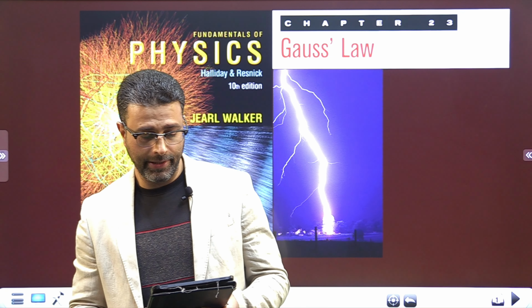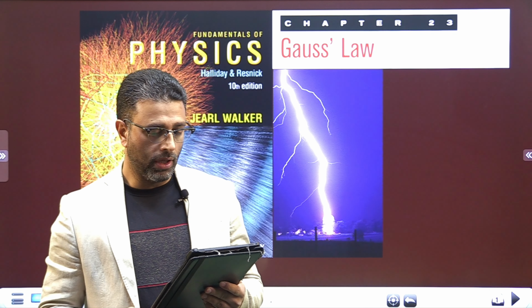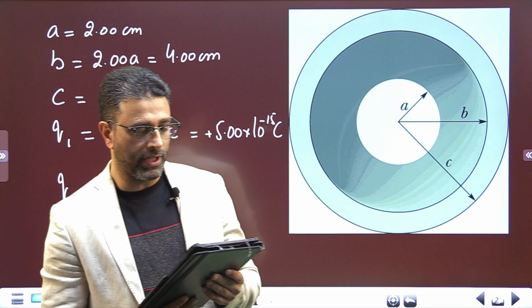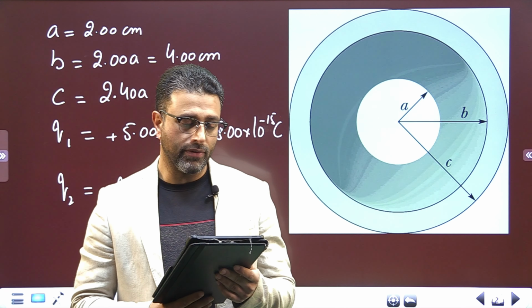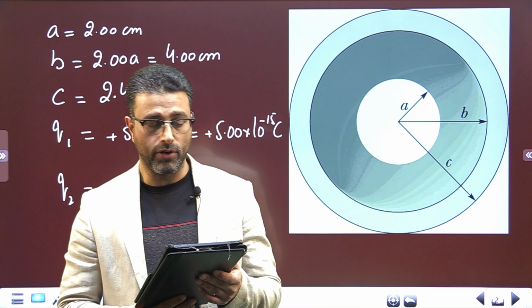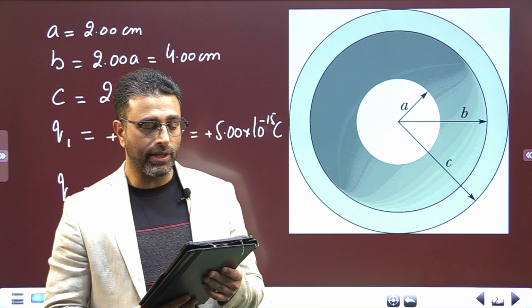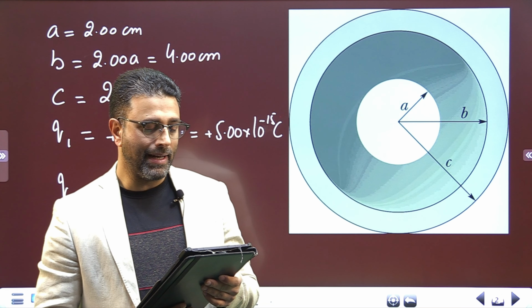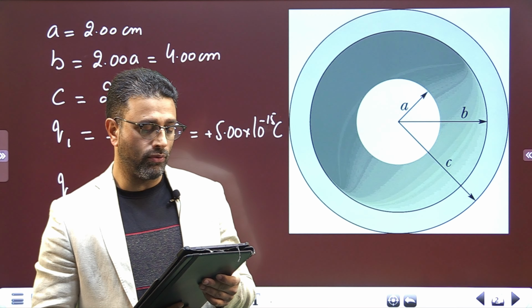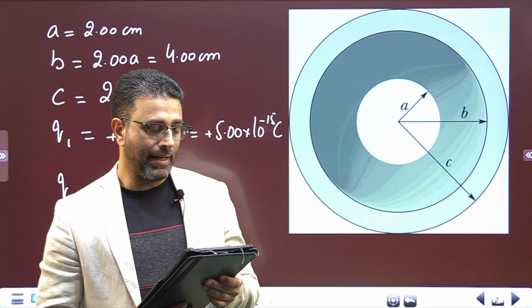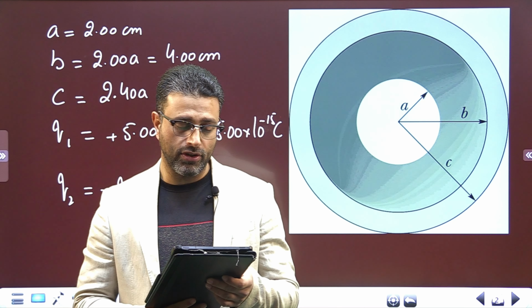Problem 49, chapter number 23, Gauss's law. In the figure, a solid sphere of radius A equal to 2.00 centimeters is concentric with a spherical conducting shell of inner radius B equal to twice A and outer radius C equal to 2.4 times A. The sphere has a net uniform charge Q1 equal to plus 5 femtocoulomb. The shell has a net charge Q2 equal to minus Q1.